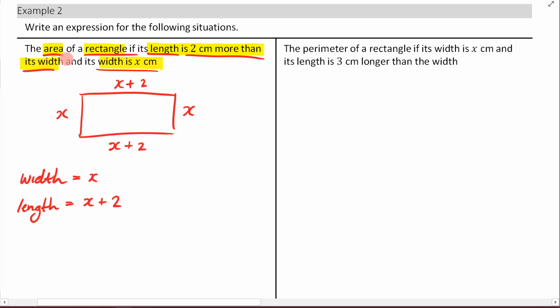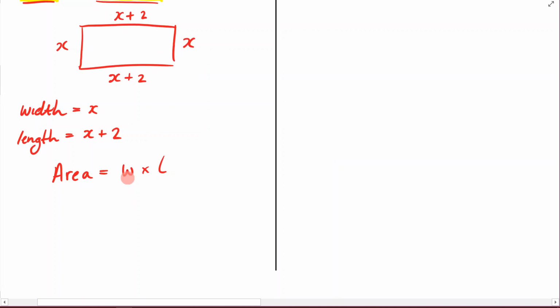Now, we need to figure out what the area is. And remember, area is width times length. Now, if I know that the width is X and I know that the length is X plus 2, it's going to look like this. Now make sure you put in brackets here because what it's saying is you're going to get the width and times it by the entire length. Otherwise, what you'll end up with is X times X and everything starts to break down. Now, a better way to write this is without the multiplication sign, which is just going to be like this.